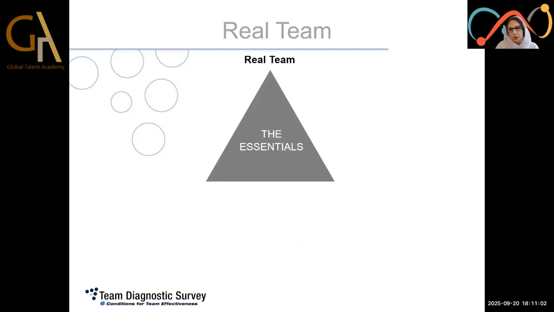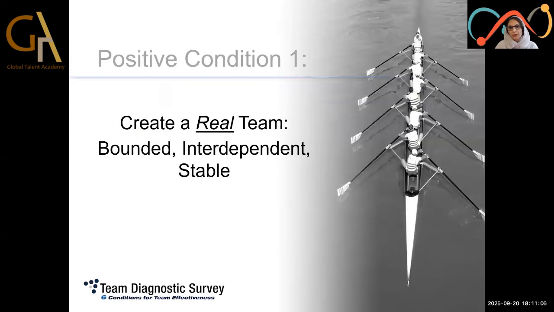Is this a real team or just a group of people? How do we know? In order to understand a real team, we need to see if they are bounded together, if they are interdependent, working each off of the other, and if the team is stable. Once we fulfill these three criteria, we have a real team.